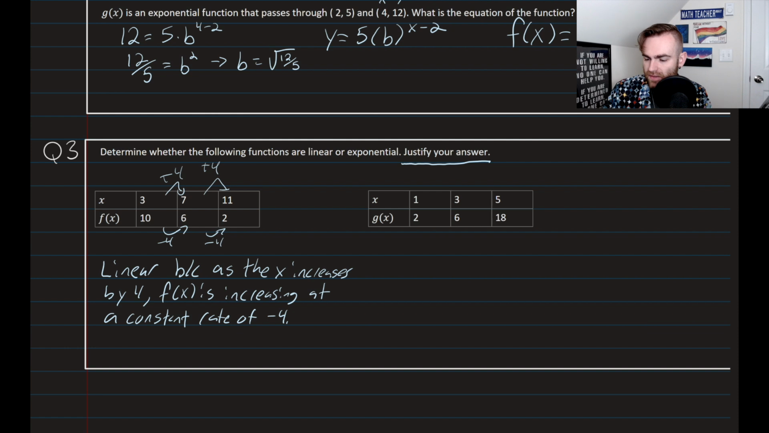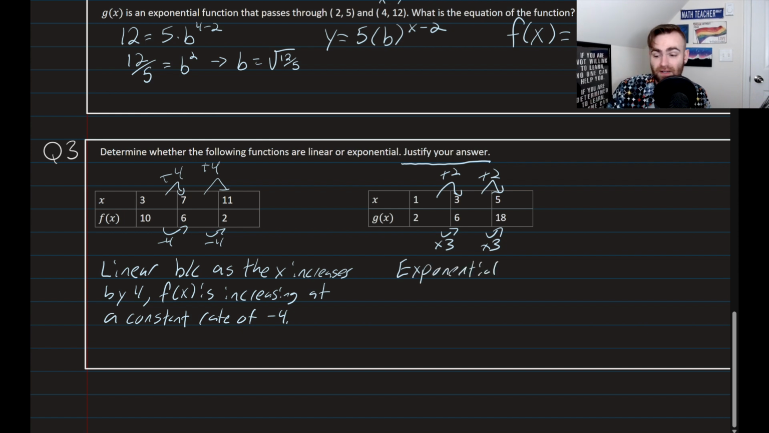Next up is g of x. 1 to 3 and 3 to 5 is all adding 2, so that is plus 2, plus 2. You don't have to write this every time. Sometimes it helps. It really depends on you. 2 to 6 and 6 to 18. You don't have to be rocket scientists to realize that that is not addition. That is definitely multiplication. We are timesing by 3 here. So this one is exponential.